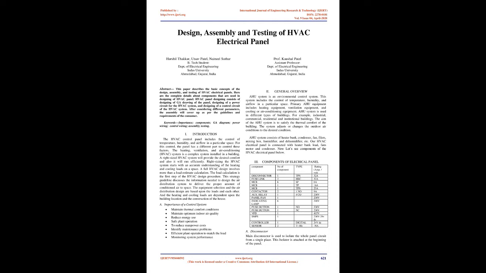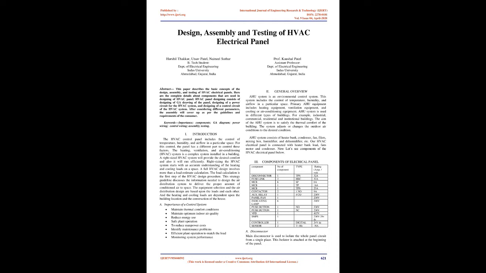Importance of a control system. Maintain thermal comfort conditions. Maintain optimum indoor air quality. Reduce energy use. Safe plant operation. To reduce manpower costs. Identify maintenance problems. Efficient plant operation to match the load. Monitoring system performance.